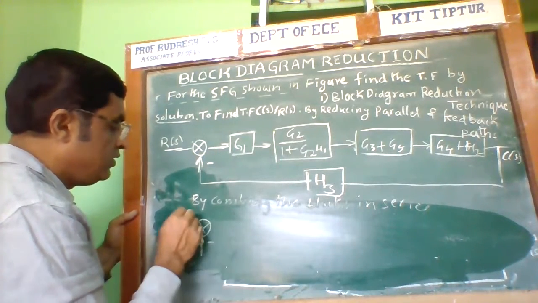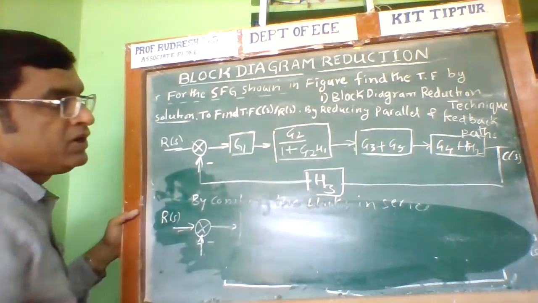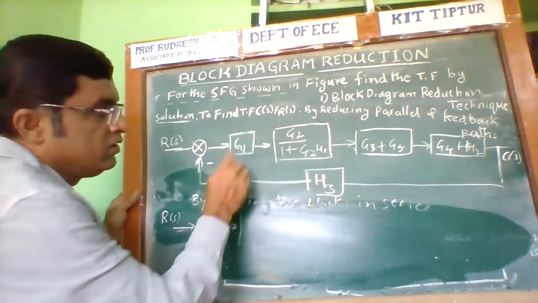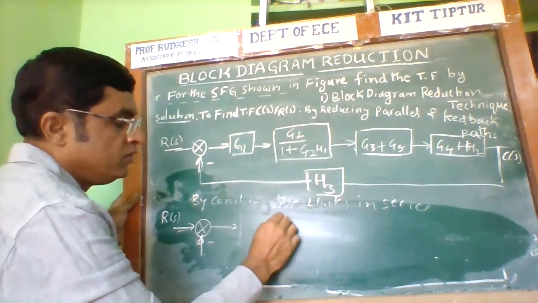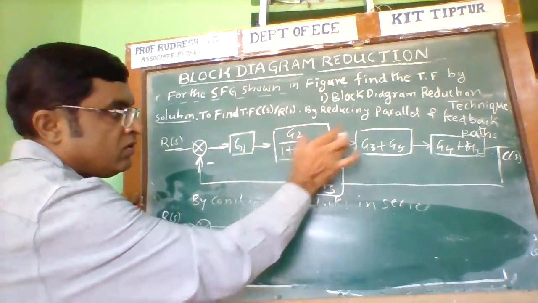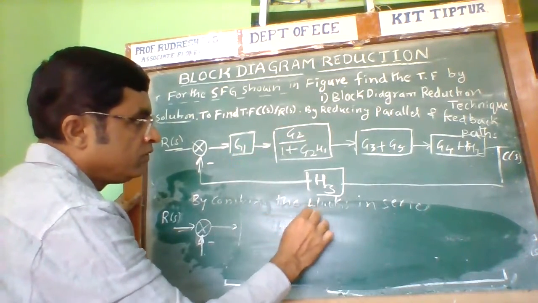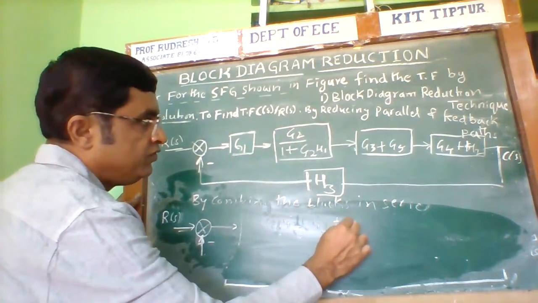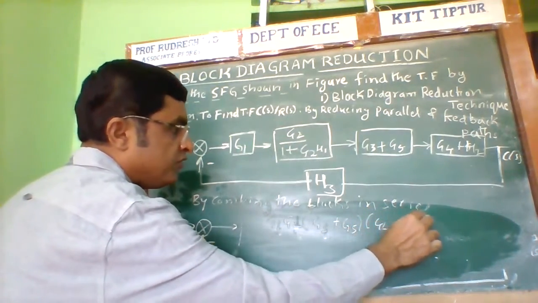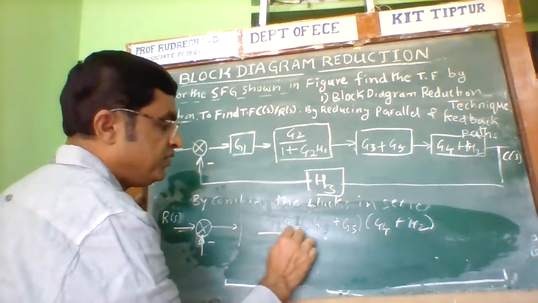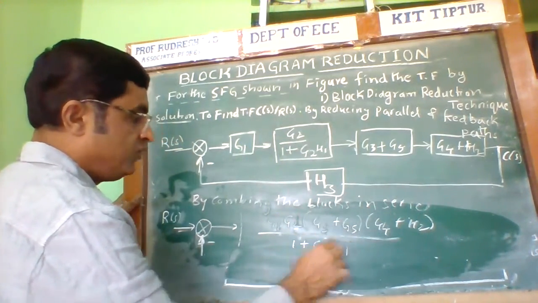Here there is a summing point, and the input is R(s). If the blocks are connected in cascade, multiply the transfer functions. So G1 is multiplied with this entire quantity, this quantity and this quantity: G1 G2 into (G3 plus G5) into (G4 plus H2), divided by 1 plus G2 into H1.